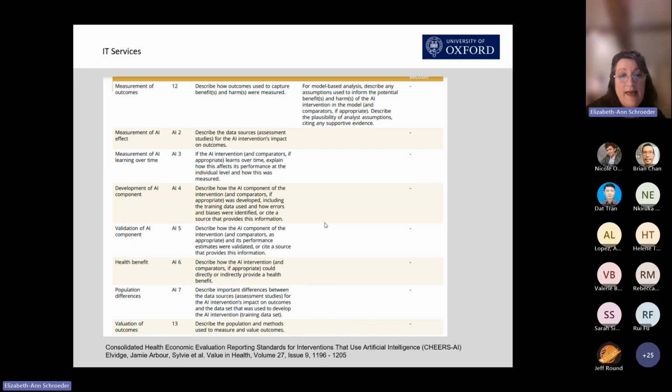In terms of measuring AI effects, one is expected to describe the data source for the AI intervention's impact on outcomes. If it learns over time, explain how this affects the performance at an individual level and how that was measured. Describe how the AI component of the intervention was developed, including the training data used and how errors and biases were identified. Describe the components of the intervention, its performance estimates and the validation of those, and how comparators could directly or indirectly provide a health benefit, and so forth.